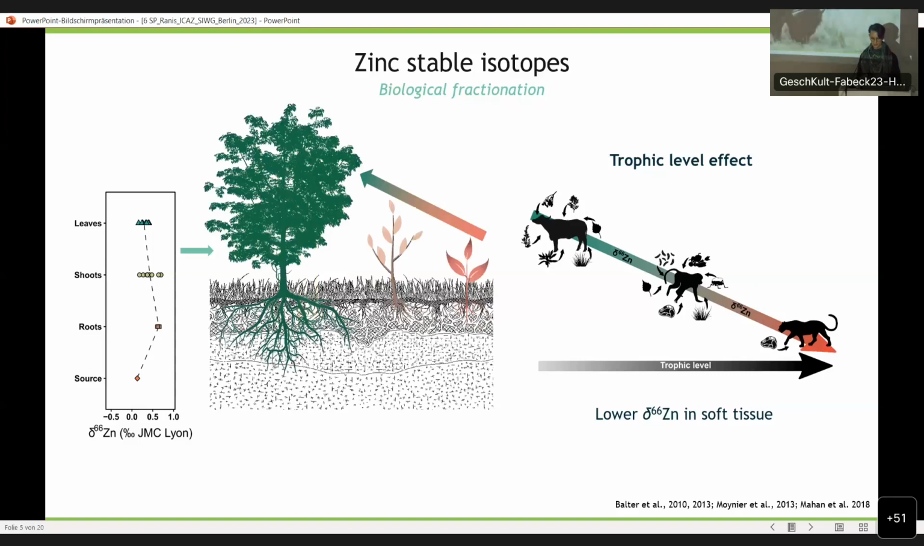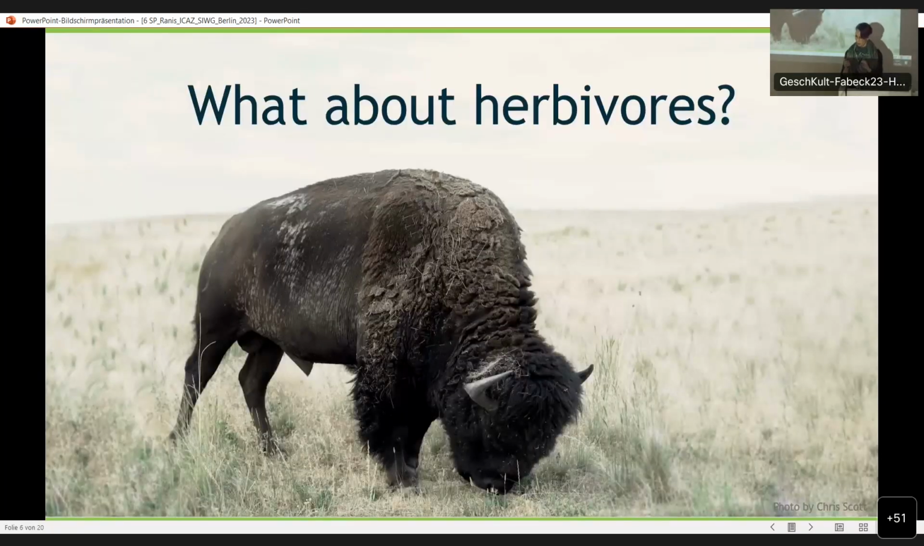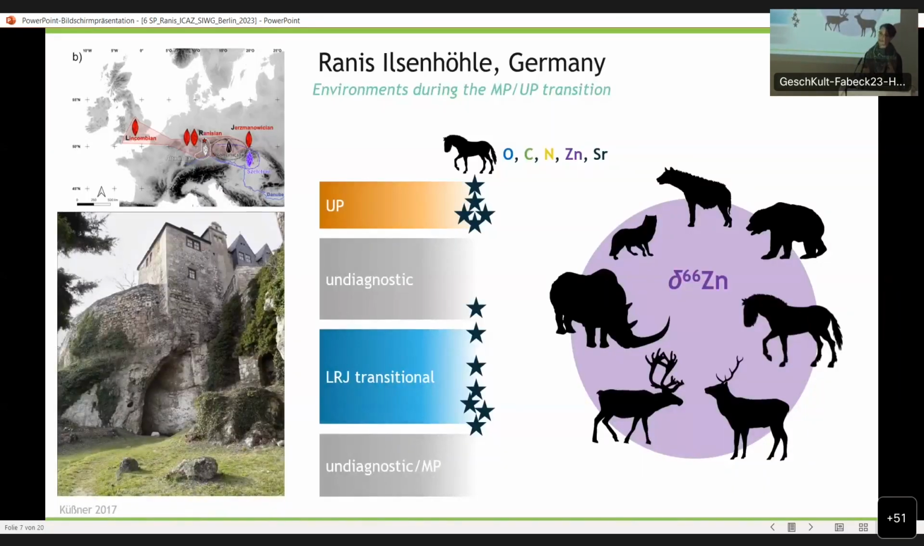So what about herbivores? So we're kind of getting more into the things that are actually interesting. And so I'm going to talk here a little bit about an example. We're talking about the site called Ranis-Ilsenhöhle. It's in central Germany. It's a middle to upper Paleolithic transitional site. I'm going to skim over the archaeology a little bit because all of that is still unpublished and forthcoming. And also, let's focus a bit on the zinc. That's the thing that I want to talk about the most.